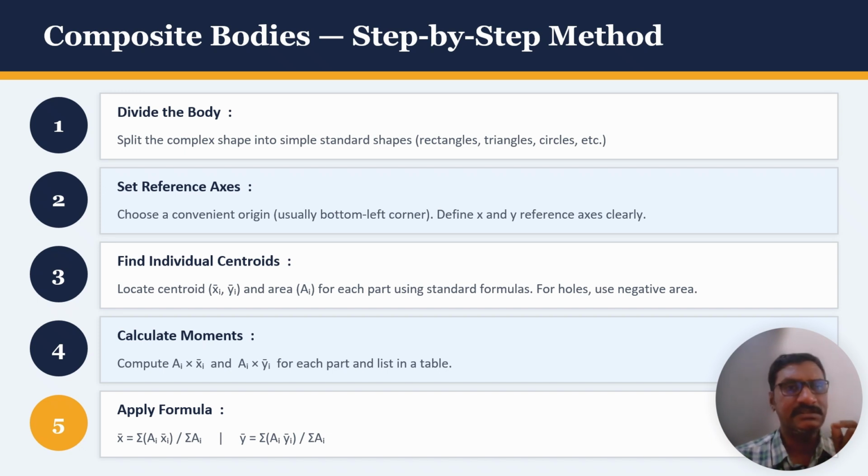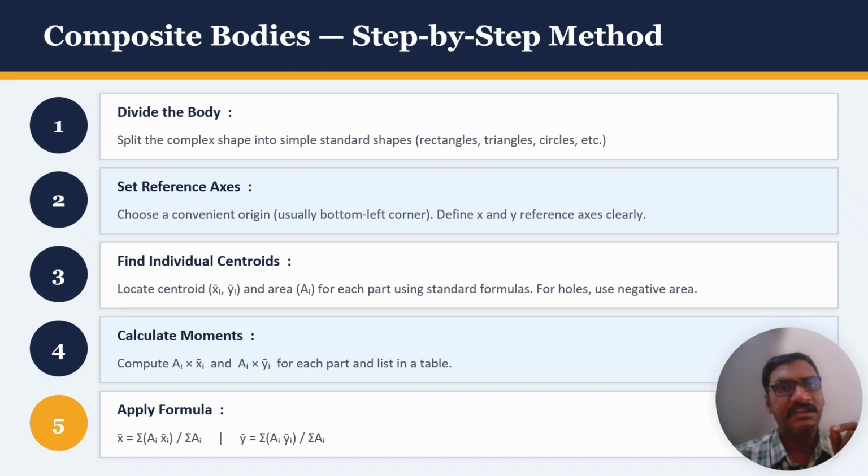Every single centroid coordinate in your table must be measured from the same reference point. Never mix the reference points between the parts, as it leads to confusion. And coming to the third step, locate the centroid of each individual part.